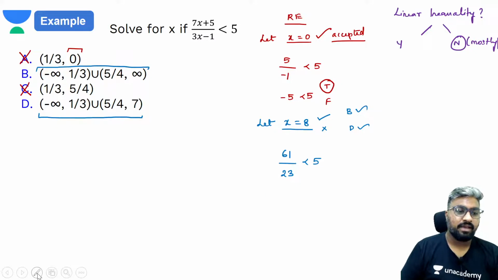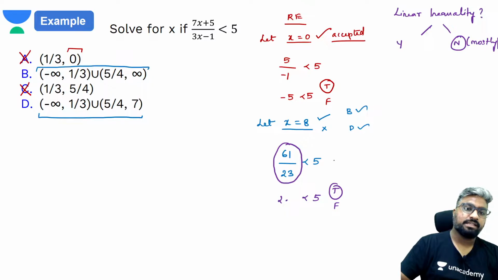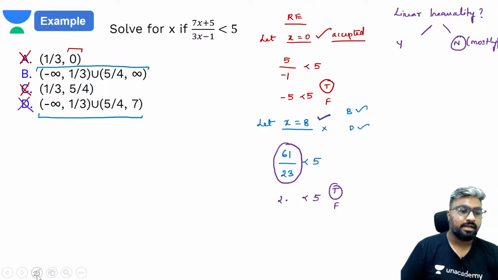What is 61 by 23? Ye kya hoga? Somewhere less than 3, correct? Ye wala value kya hoga? 3 se thoda sa kam hoga. 2 point something. Yes, so 2 point something is less than 5. Is it true or false? True. If it is true, that means x equal to 8 is an accepted value, which basically means D will be eliminated. Ultimately apna answer kya rahega? B. Got it?